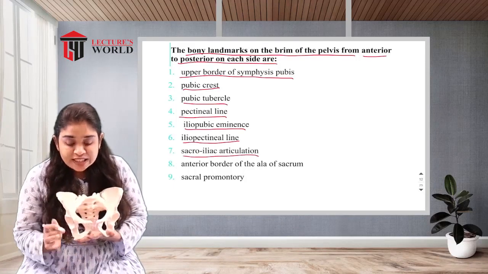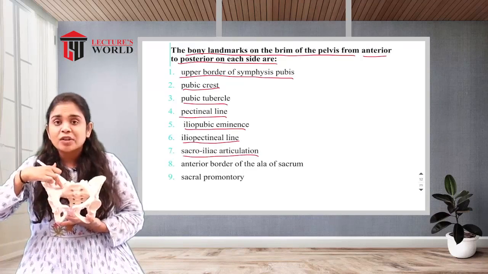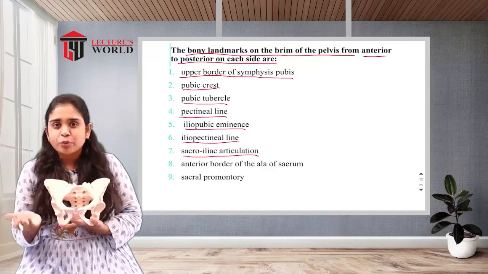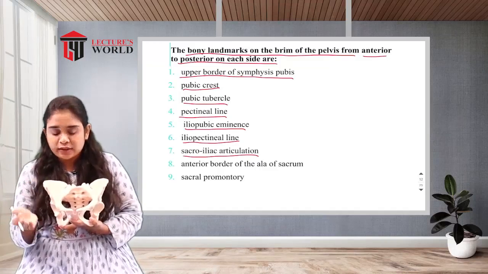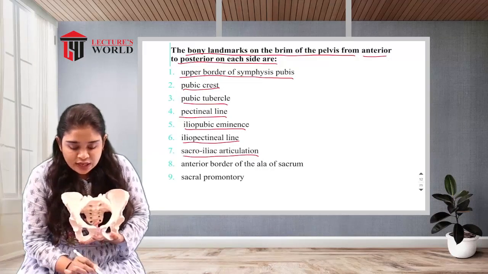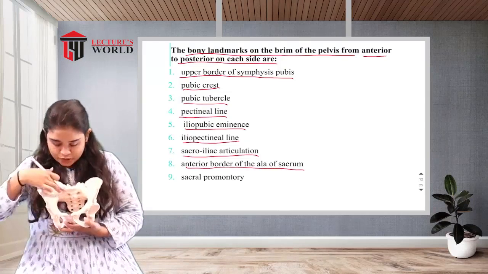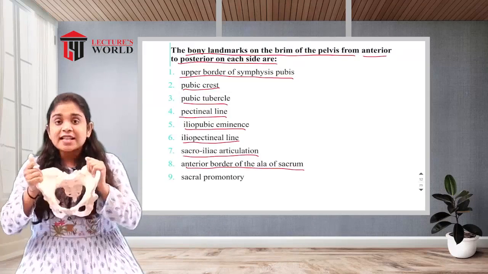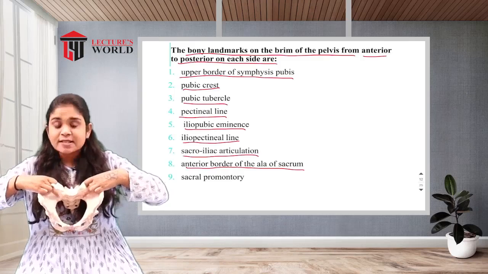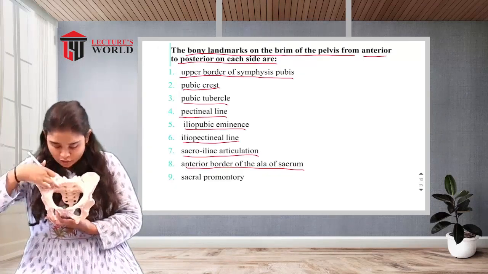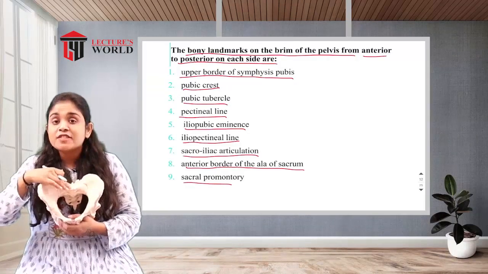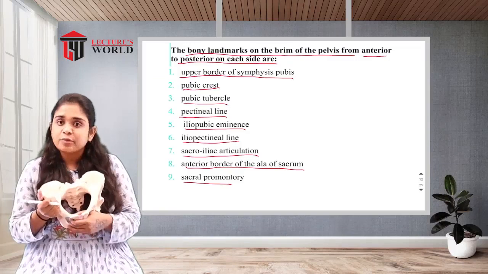Then after that, the sacroiliac articulation, or else you can say the sacroiliac joint also. Both names are there, you can use any of them. On both sides the joint is there. Then after that, the anterior border of the ala of the sacrum. As you can see, the wing-like structure over this pelvic bone is known as the anterior border of the ala of the sacrum. Then after that, the sacral promontory. This is the middle part of the sacrum bone, known as the sacral promontory.